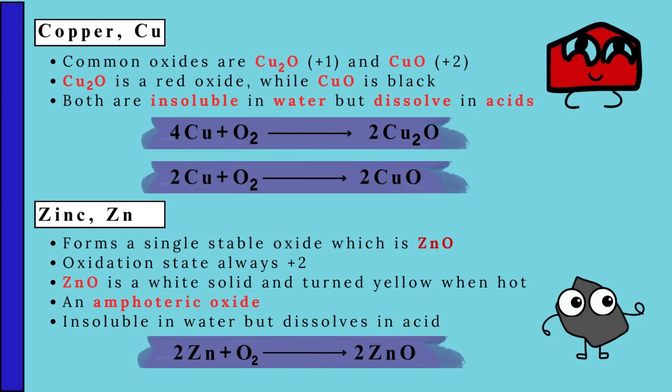Copper forms two common oxides, copper(II) oxide, which is black, and copper(I) oxide, which is red. Both oxides are insoluble in water, but dissolve in acids. Zinc, although often considered a borderline case, forms a single stable oxide, zinc oxide, in the +2 oxidation state. Zinc oxide is white when cold and yellow when hot, and is amphoteric, reacting with both acids and bases.